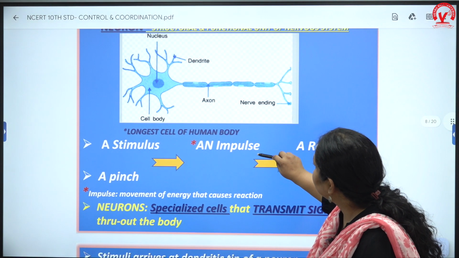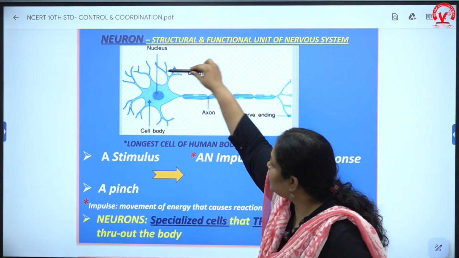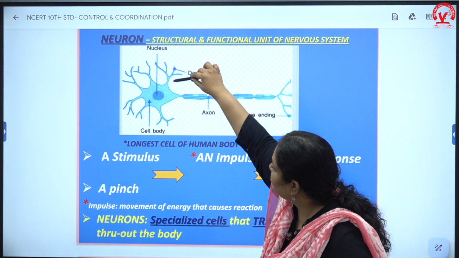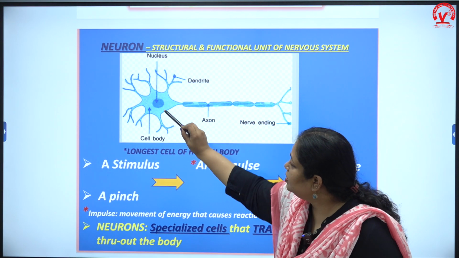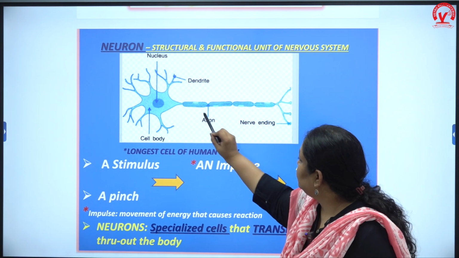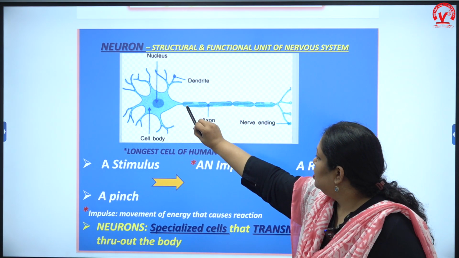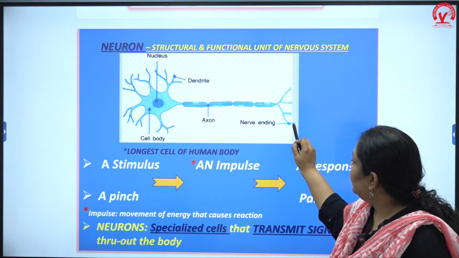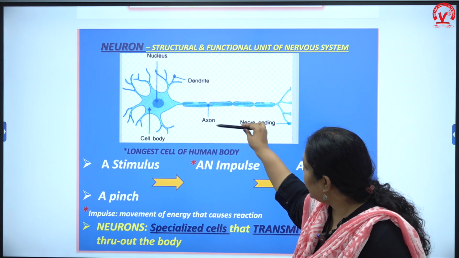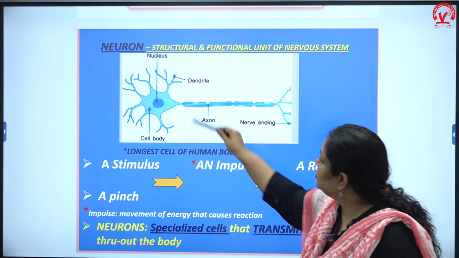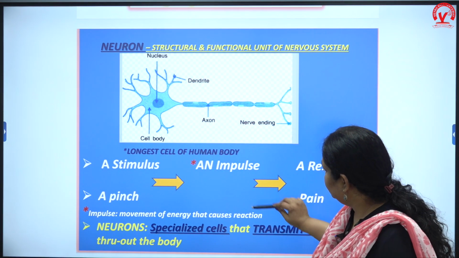Let's go to the next slide. Okay, so let's just speak about the structure of the neuron. In a neuron we have the dendrites, and we have the cell body. Inside the cell body is the nucleus. And from the cell body, we have the axon, then we have the nerve ending at the end. So we have the dendrite, cell body, axon, and the nerve ending. These are the parts of the neuron, the structure of the neuron.